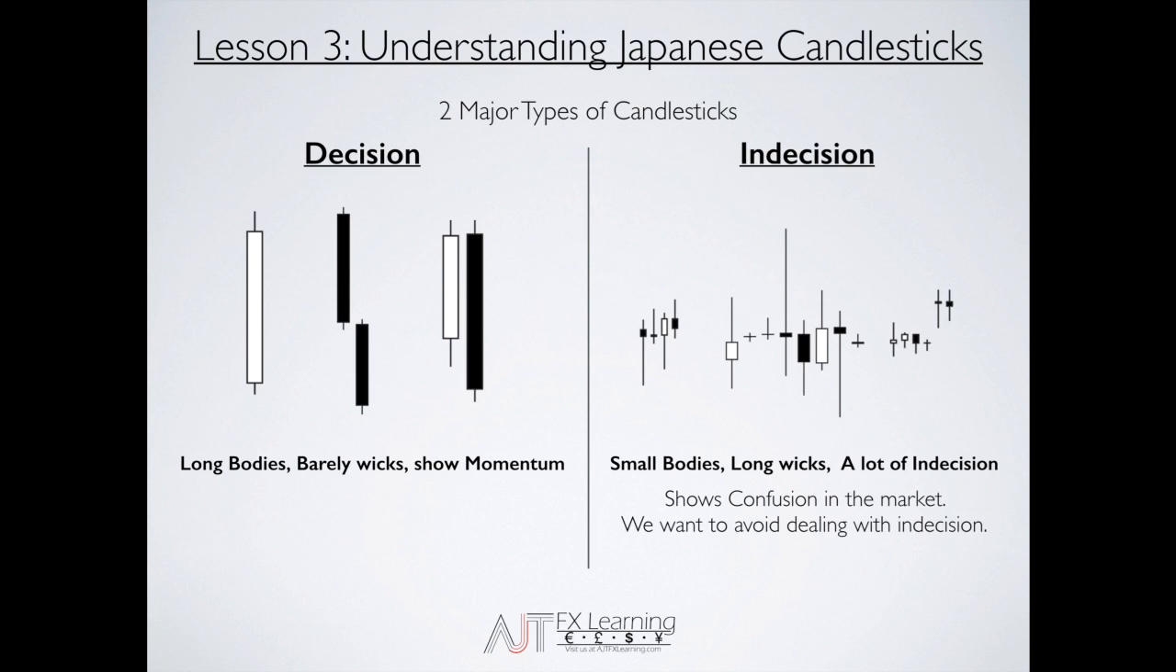But ideally, we want to make sure that we're in a market that's showing us a decision candlestick that's giving us momentum. Why? Because we're not going to be stuck in an indecision type candlestick dealing with that market because it's not going to move anywhere. It's not showing us any momentum, and it's just purely putting us at risk of losing our money. Right? So we want to make sure as traders that we're able to identify these Japanese candlesticks not only in our bigger time frames but also our smaller time frames.